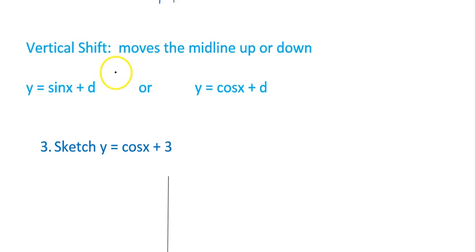Okay, the other thing that we're going to add today besides amplitude is a vertical shift, and this is just going to move your midline up or down. If you remember shifting graphs from your previous math classes, that happens when you add or subtract a number on the end, and it looks exactly the same with your trig graphs. So if we have a plus something on the end or a minus something, that graph will move up or down. So a plus is going to move up, a minus is going to move down.